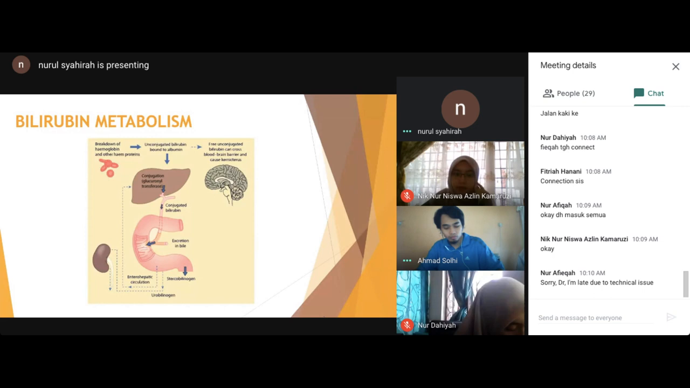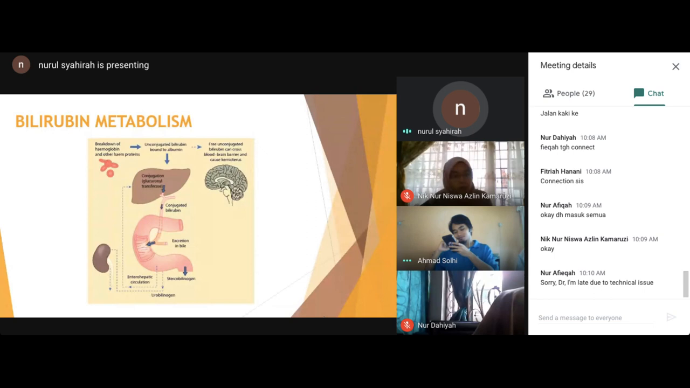So it will become stercobilinogen in stool and urobilinogen in urine. However, if the unconjugated bilirubin exceeds the albumin binding capacity, it can cross the blood-brain barrier and cause kernicterus. Okay, so this is the type of bilirubin. We have two types.